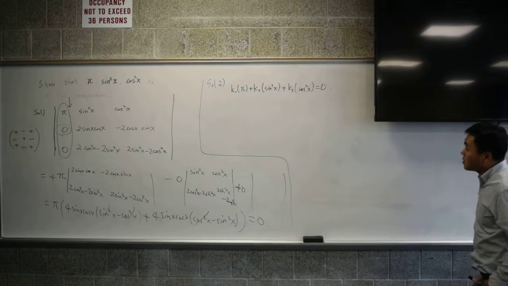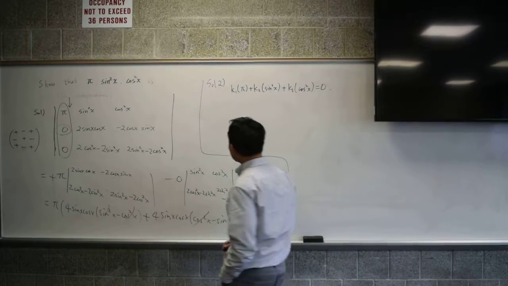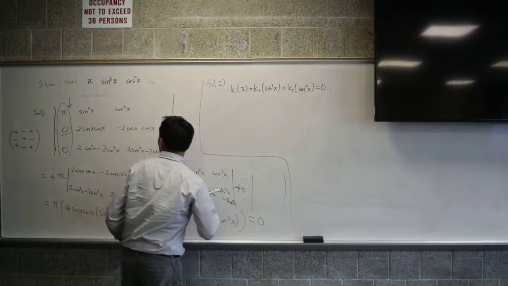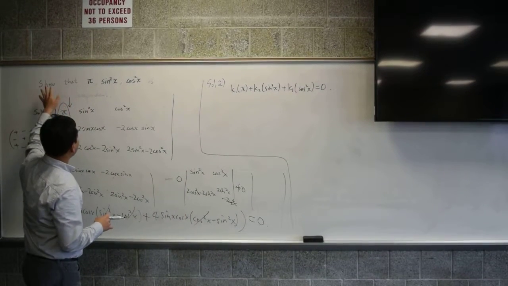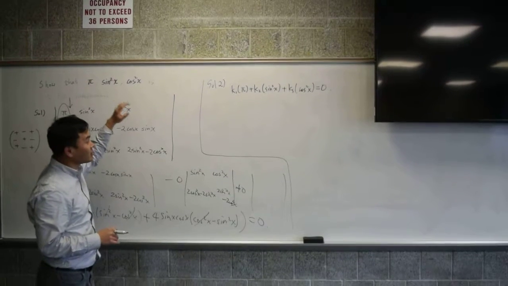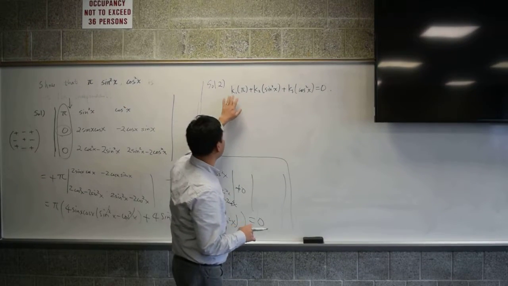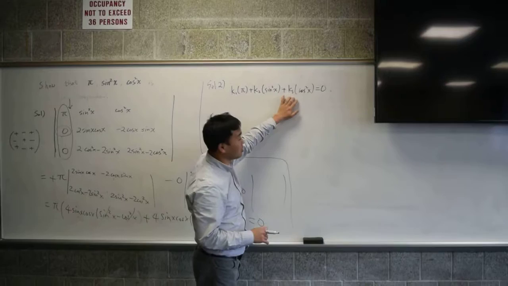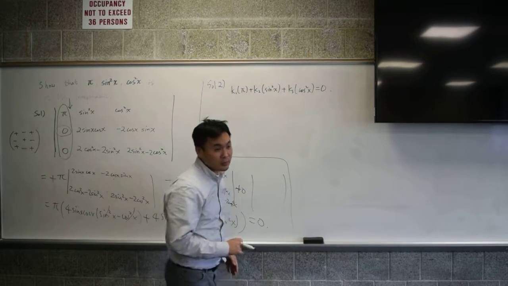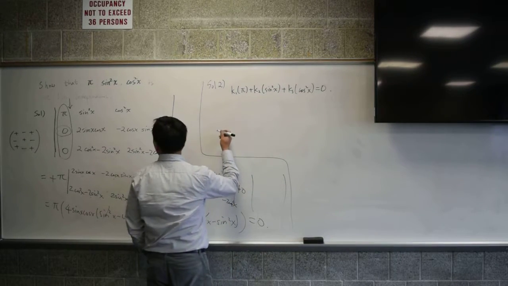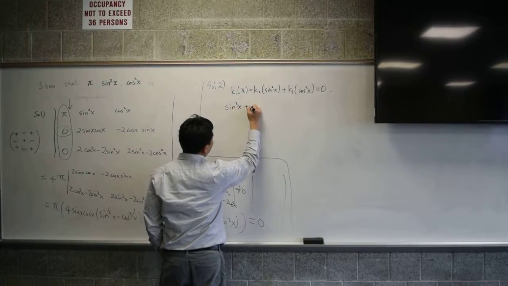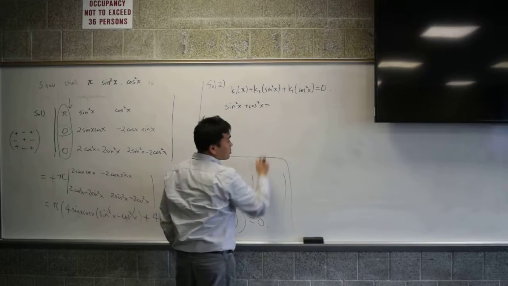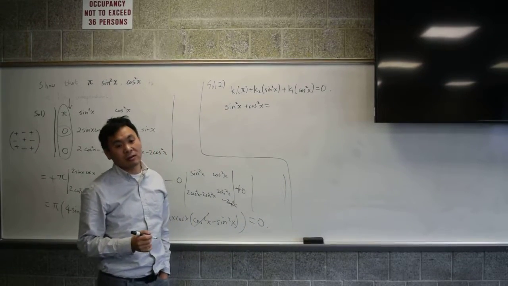All right, so our goal is, if I want to show that they're linearly dependent, my goal is to find these values, K1, K2, and K3, which will make this work. Well, start with this. Sine squared of x plus cosine squared of x equal to 1.